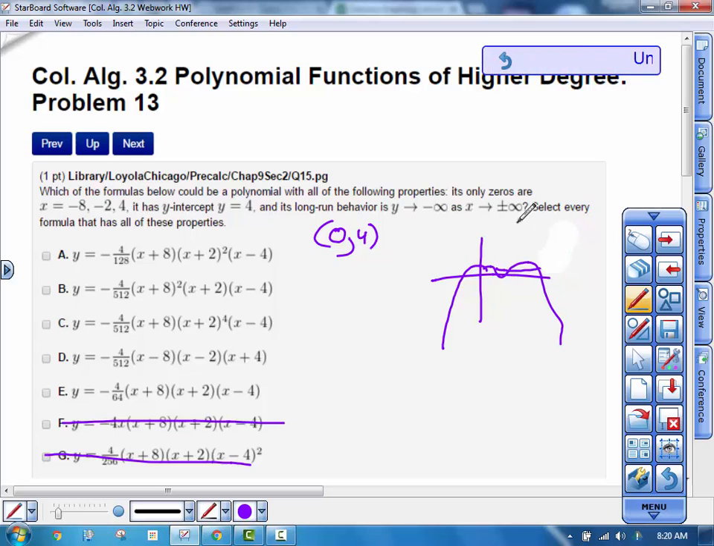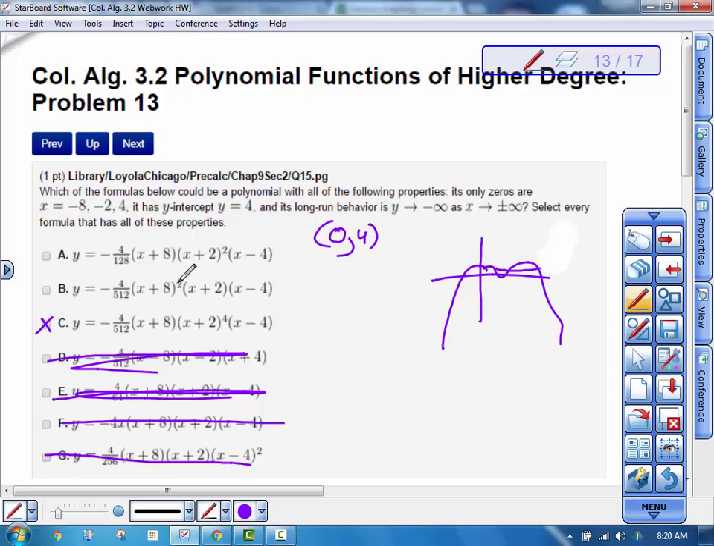Okay, in fact, it looked like this. So that doesn't work either. This one's negative, but it's a third degree polynomial again, so that doesn't work. We need a fourth degree, and we need an even polynomial. So 4, 5, 6, this has 6 degrees, so that would work. The zeros are at negative 8, negative 2, and 4, and this opens down, so this would work just fine.